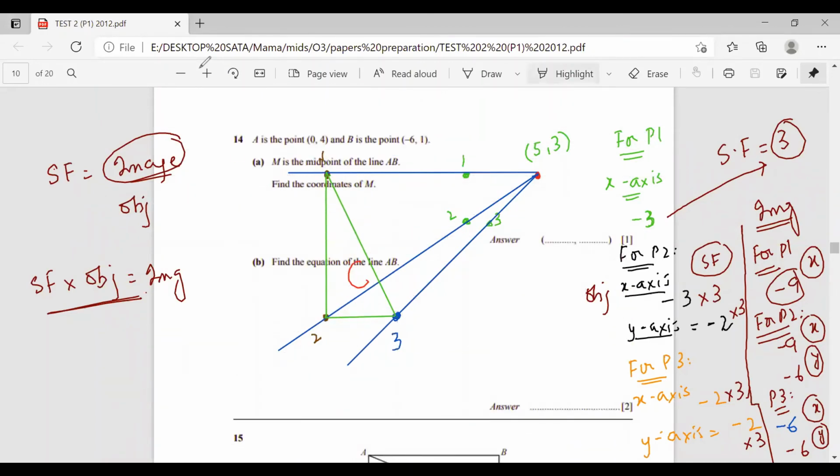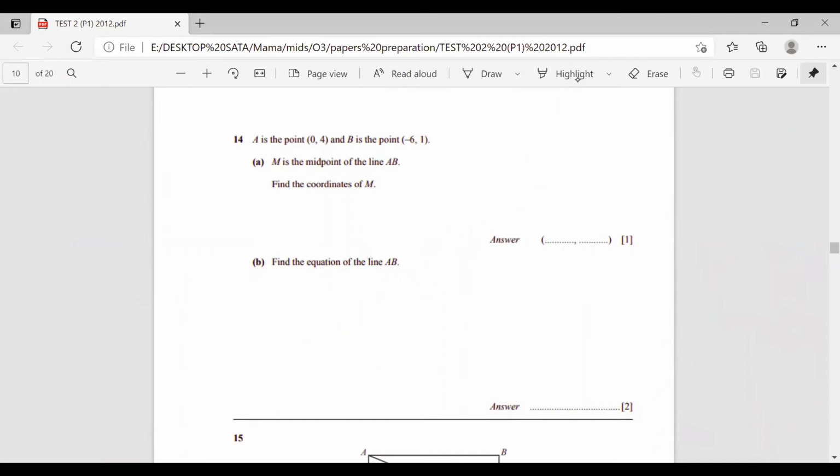Question number 14 says A is a point (0, 4) and B is a point. That means 2 coordinates are provided. M is the midpoint of AB. Find the coordinates of M.